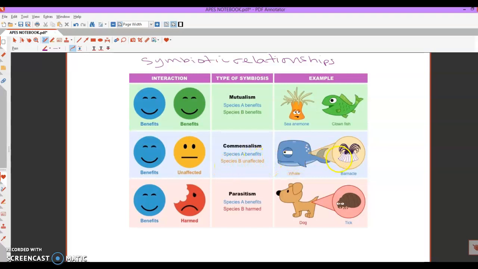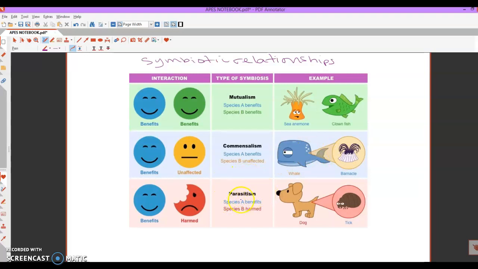So a whale and a barnacle. So barnacles grow on the skin of whales. They filter feed, basically the leftover bits of food that the whale misses. But the whale's not hurt by this relationship. The whale's just kind of there, giving them a ride.